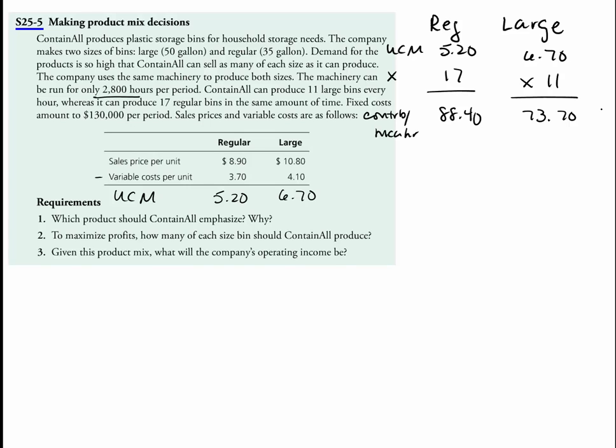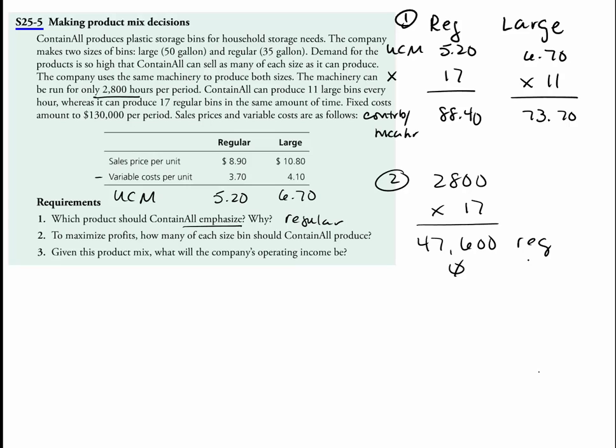So what that tells me is that 1 hour spent making regular bins gives me a contribution or a profit of $88.40, whereas that same hour spent making large bins only gets me $73.70. So that means I should emphasize the regular bins because they have a higher contribution per machine hour. To maximize profits, how many should I do? And this is where that unlimited demand comes in. So this is question 1. Question 2, I should spend all 2,800 hours making regular bins, and I can make 17 of those an hour. So that says I can make 47,600 regular bins and 0 large bins. And that's going to maximize my profits.